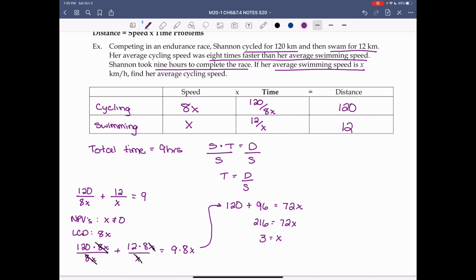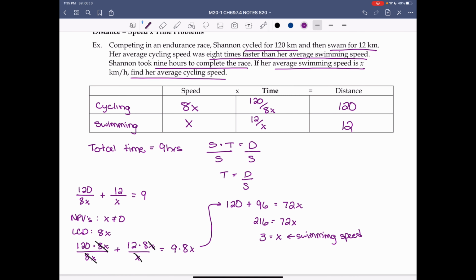The question is asking us to find her average cycling speed. So we've got the swimming speed. Now we want to find the cycling speed, which we know is 8x. 8 times 3, which is 24 kilometers per hour.